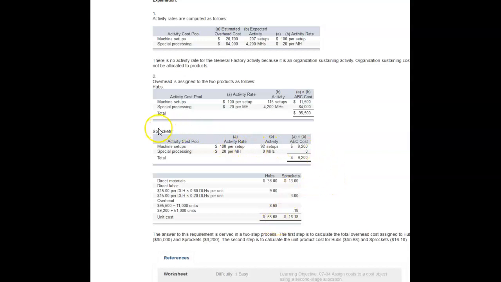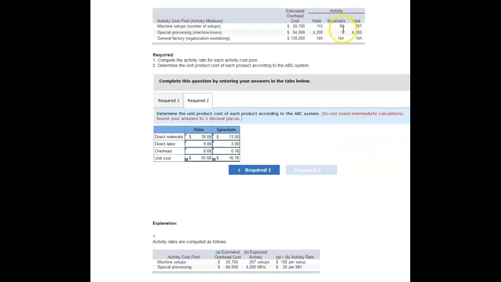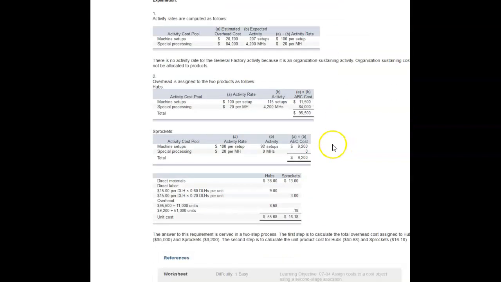Let's finish this explanation by going through the sprockets. So on the sprockets, again, this is only for the sprockets right here. We know using this, it takes $100 of cost per setup. How many setups did the sprockets use during the year? Right here, 92. 92 setups times $100 per setup, so $9,200. That's it. Remember, none of the special processing cost is allocated to the sprockets because the sprockets did not use any hours.